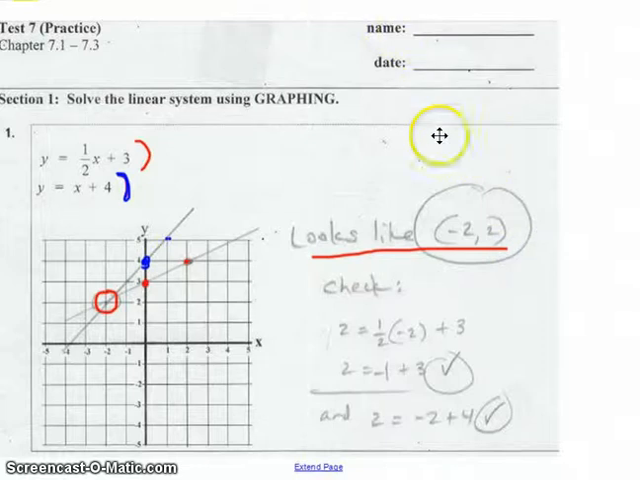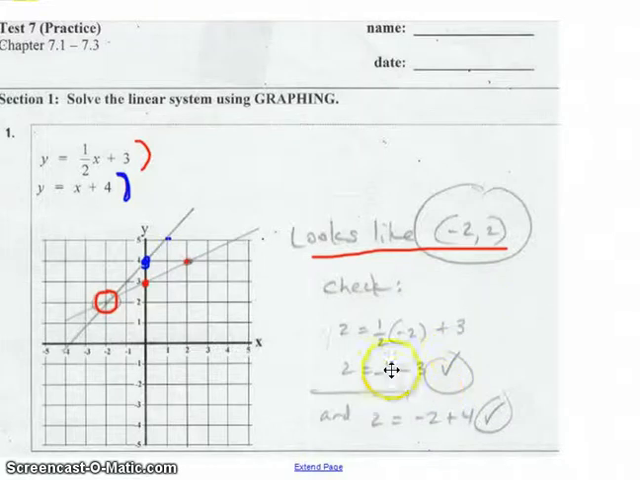But what I want you to get in the habit of doing is checking. So plug it into each equation. The first one says y equals 1/2 x plus 3. We'll plug in 2 for y and negative 2 for x. So I've got 2 equals 1/2 times negative 2 plus 3. Negative 2 times 1/2 is negative 1. Negative 1 plus 3 is 2. And that's what I've got here. Negative 1 plus 3 is 2. And I check that off.